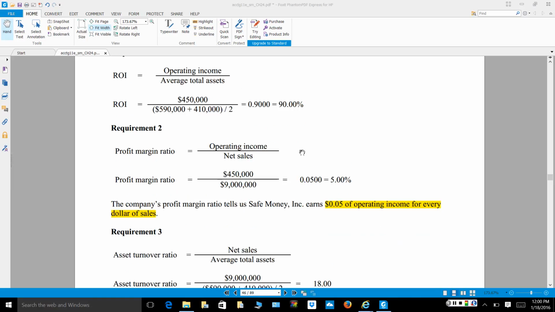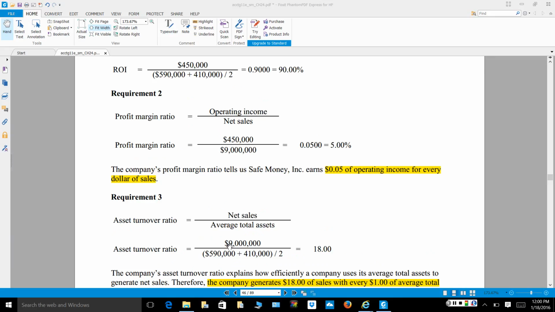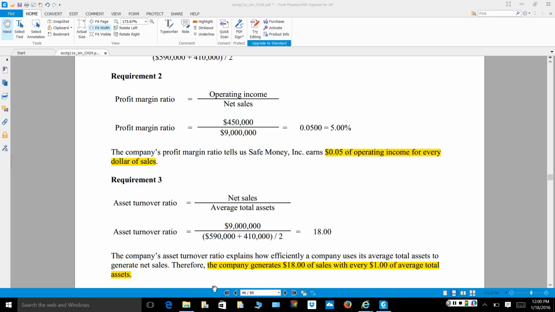Well, that doesn't sound quite as significant as the 90% return on investment. So let's look at the second part of this formula, my asset turnover ratio. If I look at my net sales, once again the $9 million, divided by my average total assets, it is actually 18. If you think about it, I'm generating $9 million in sales with around $500,000 in assets. That's very significant. It's simply saying that I am generating $18 of sales for every $1 of average total assets that I had invested.